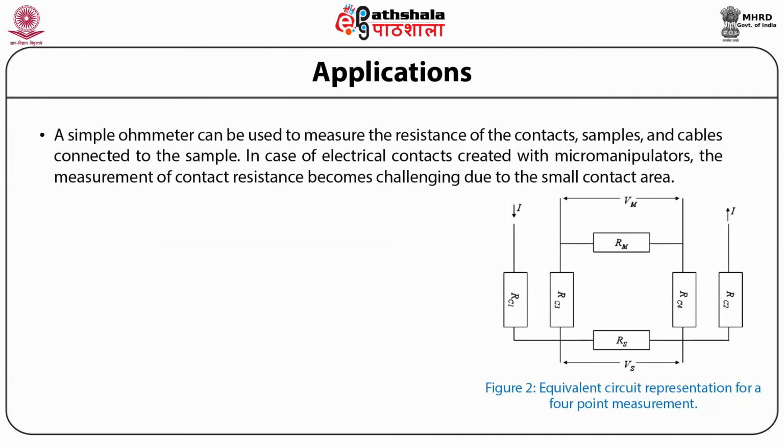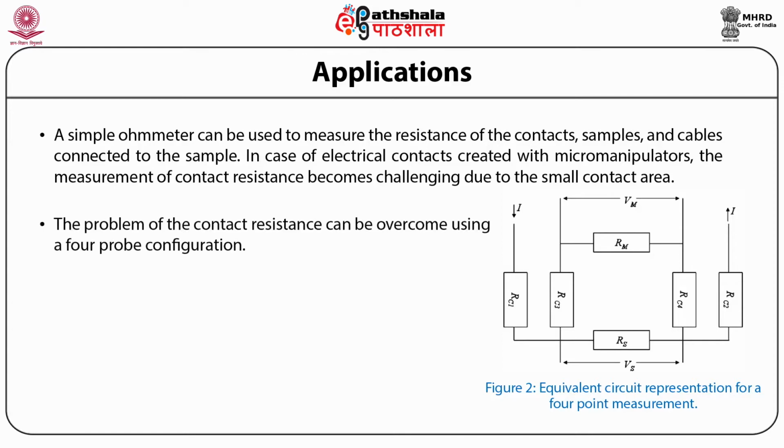A simple ohmmeter can be used to measure the resistance of the contacts, samples, and cables connected to the sample. In case of electrical contacts created with micromanipulators, the measurement of contact resistance becomes challenging due to the small contact area. The problem of the contact resistance can be overcome using a 4-probe configuration. In this method, the current flows through the outer 2 probes, while the voltage is measured across the inner probes, as can be seen in the figure.